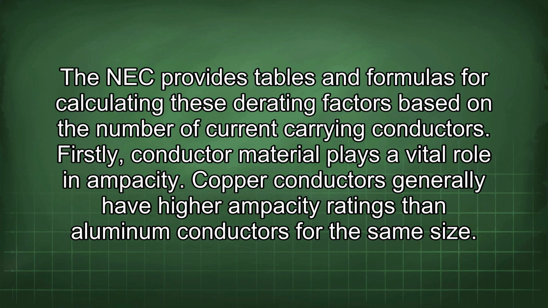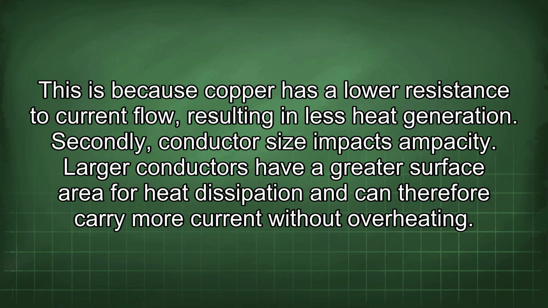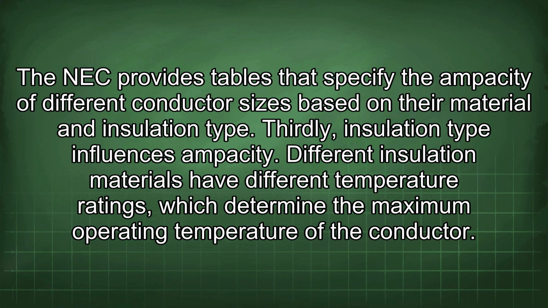Copper conductors generally have higher ampacity ratings than aluminum conductors for the same size. This is because copper has a lower resistance to current flow, resulting in less heat generation. Secondly, conductor size impacts ampacity. Larger conductors have a greater surface area for heat dissipation and can therefore carry more current without overheating. The NEC provides tables that specify the ampacity of different conductor sizes based on their material and insulation type.